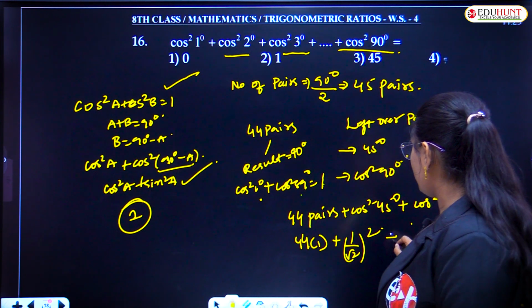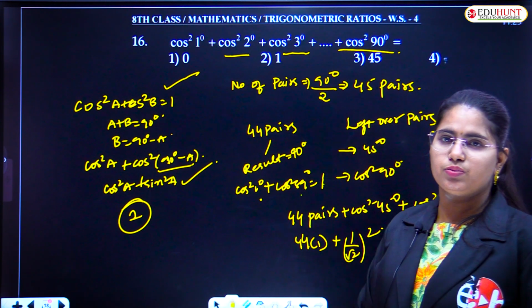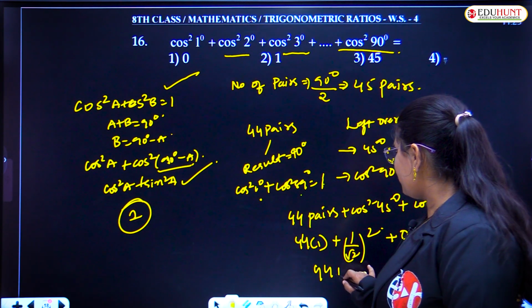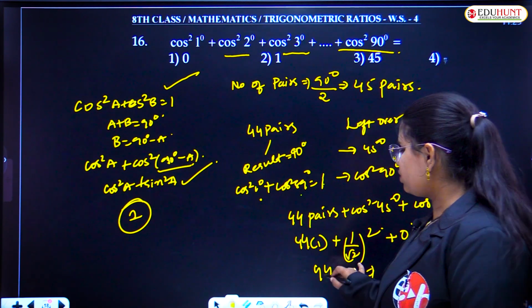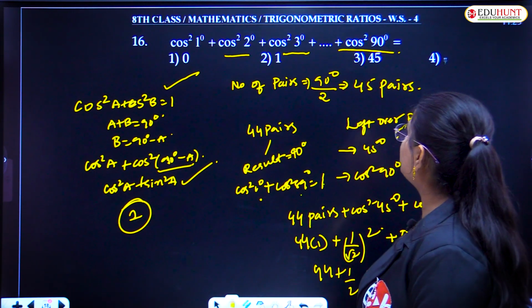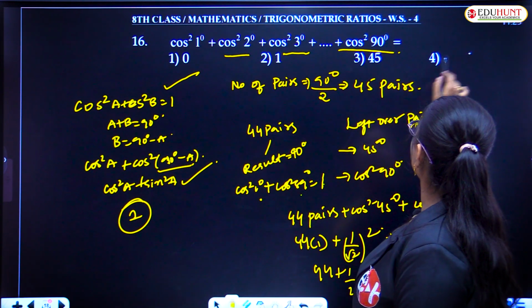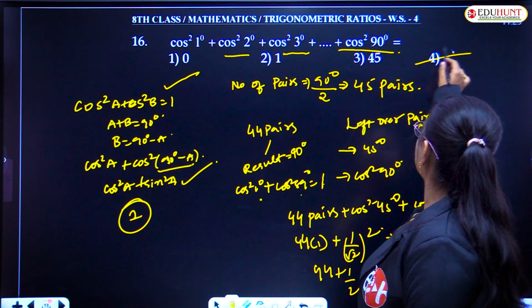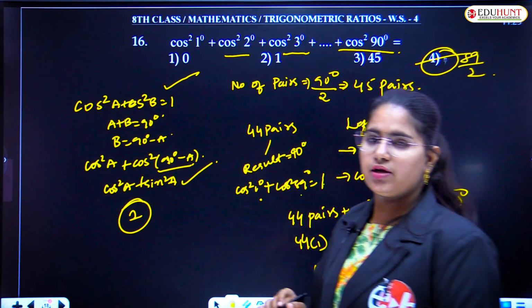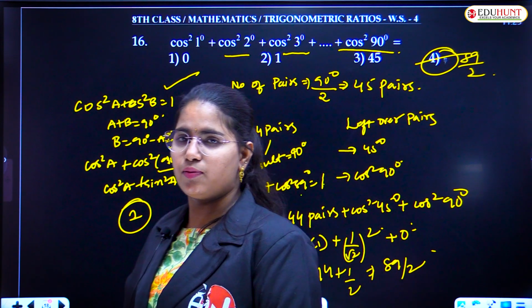And what is the value of cos 90? As usual, it is 0. Value of cos 90 is 0. So 44 plus 1 by 2. 44 twos are 88, 88 plus 1 is 89 by 2. What is the answer here that is given? It is the fourth option, which is 89 upon 2. Am I clear?